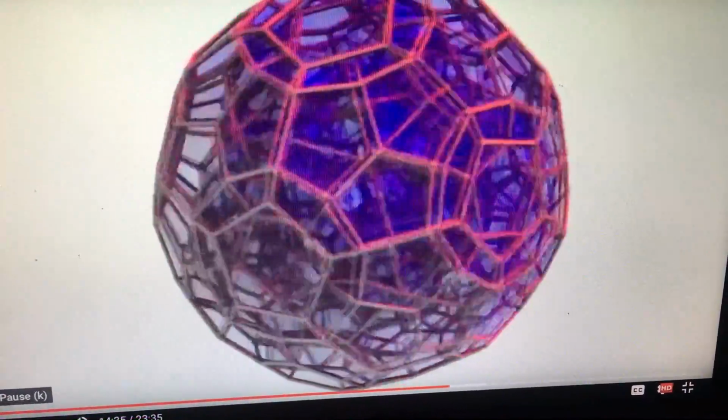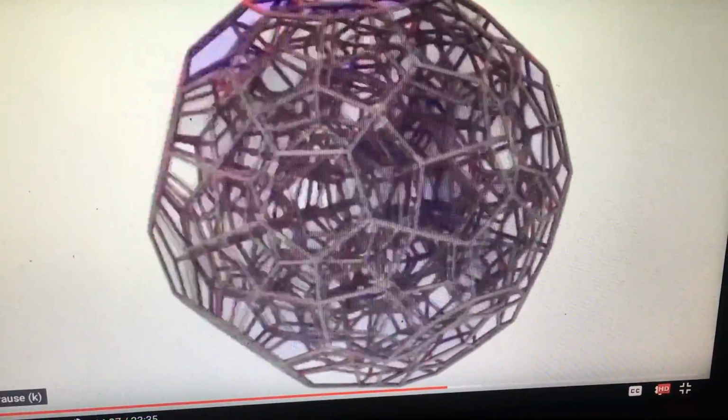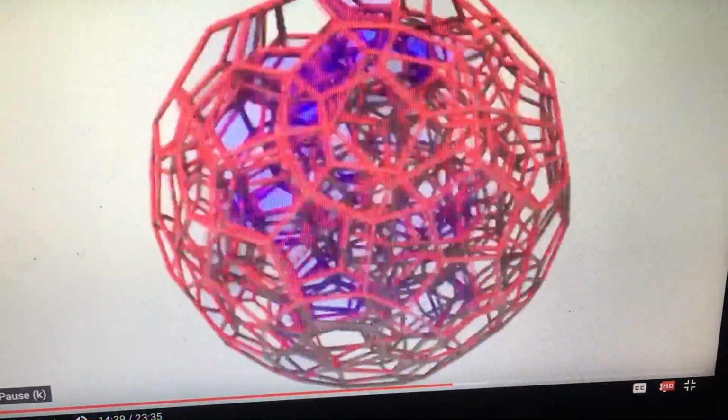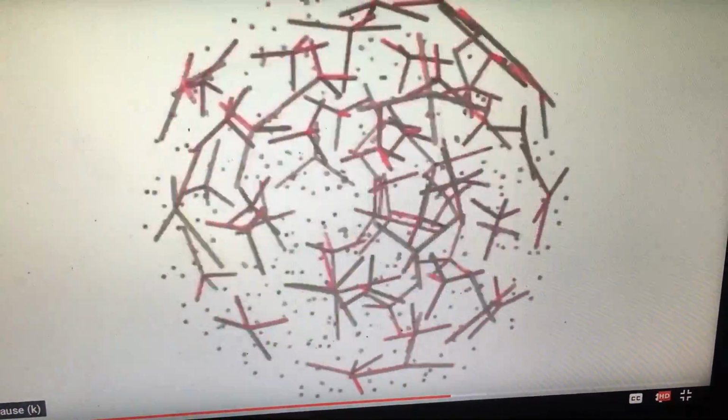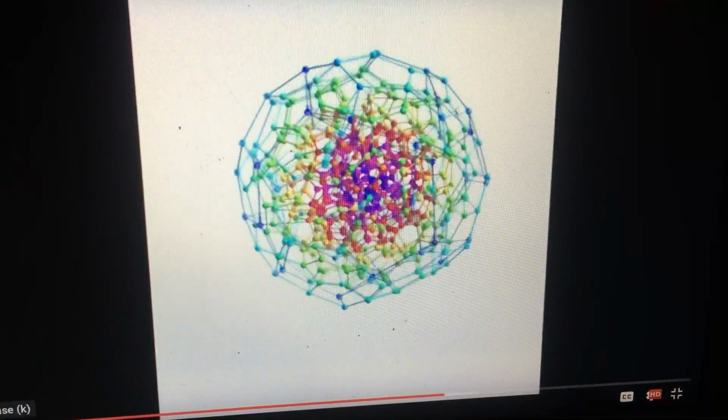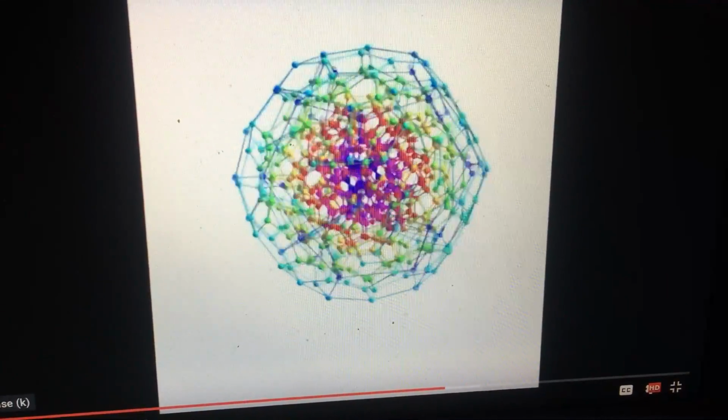The 120 cell faces of the 120 cell correspond to the 120 vertex corners of the 600 cell, and the 600 cell faces of the 600 cell correspond to the 600 vertex corners of the 120 cell.